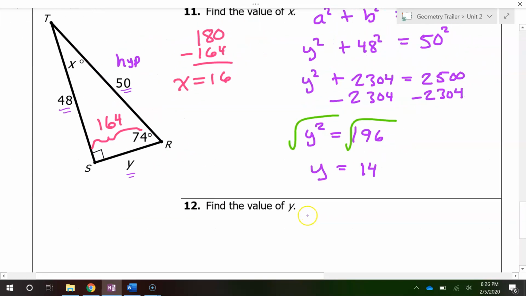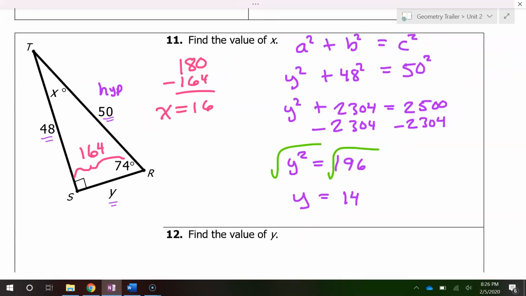Oh, was that supposed to be two separate problems? Okay, I'll just cut and paste that down there in a second.